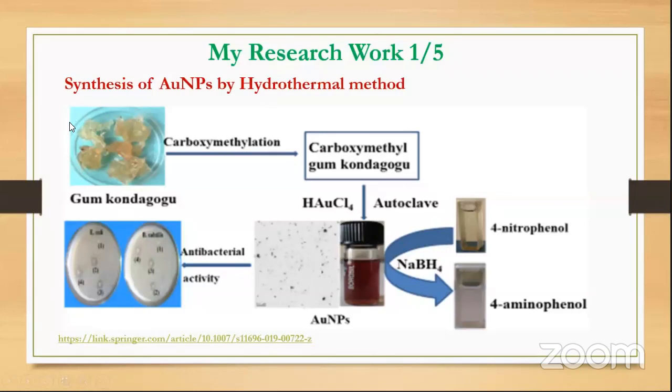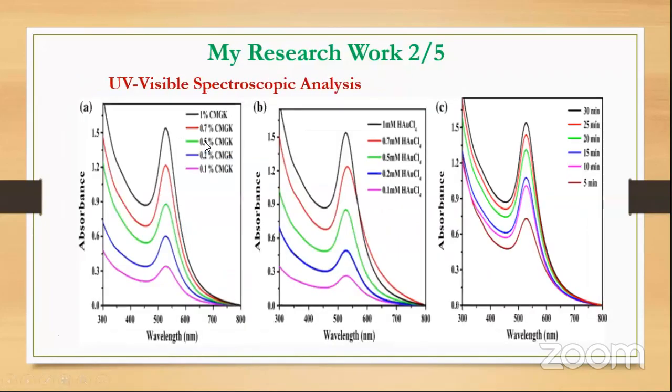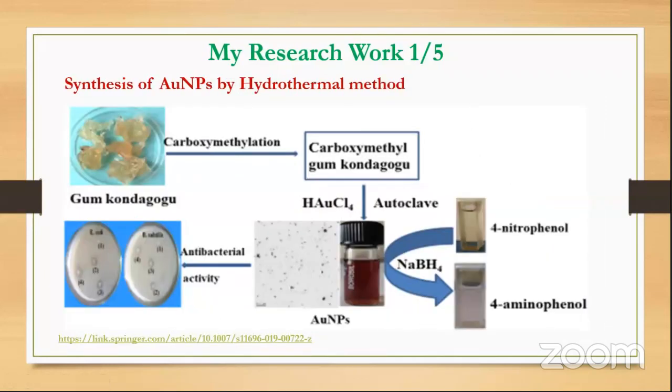See here, in my work we have taken this gum, called gum kondagogo. In this work this gum is modified to carboxymethyl gum kondagogo. What does carboxymethylation mean? Generally the gum has some functional groups. I add the methyl group to the gum, and that is called modification of the gum to carboxymethyl gum kondagogo. I did this work by using chloroacetic acid as the chemical for the modification.